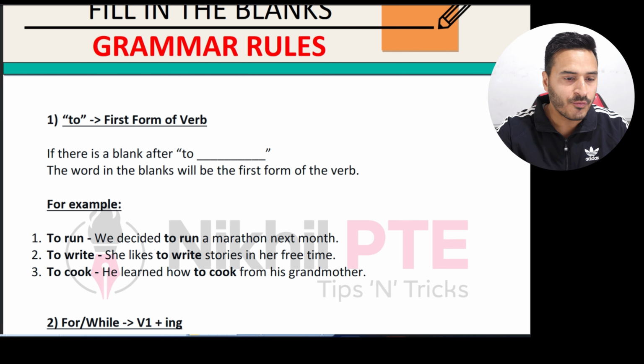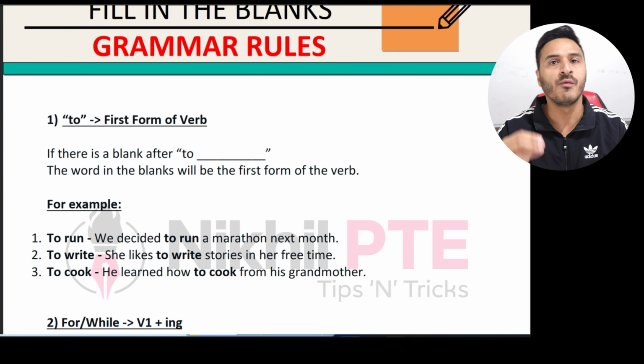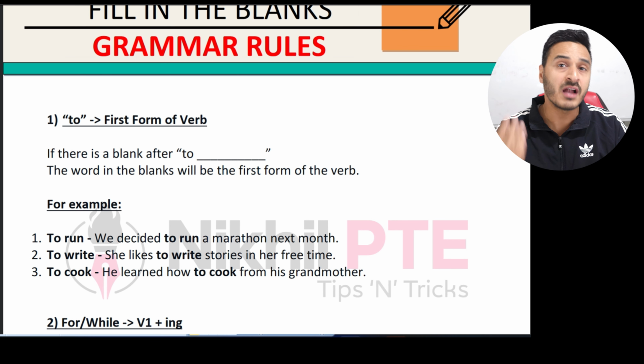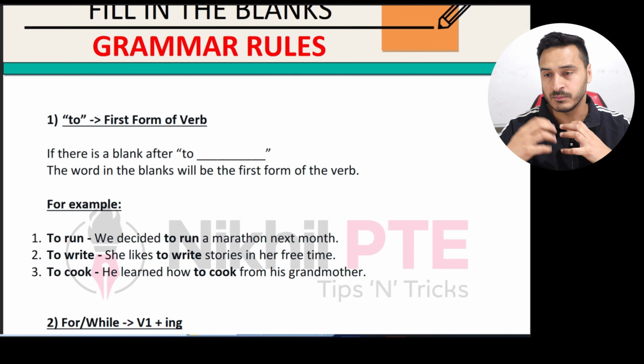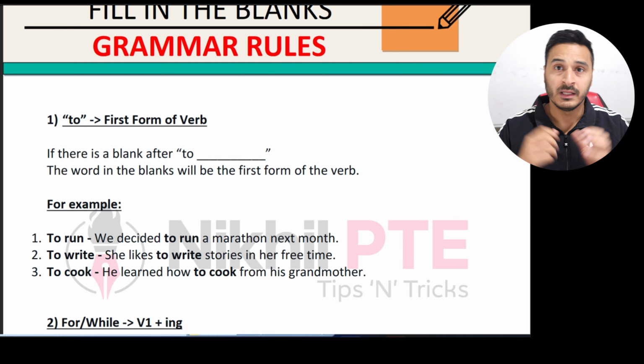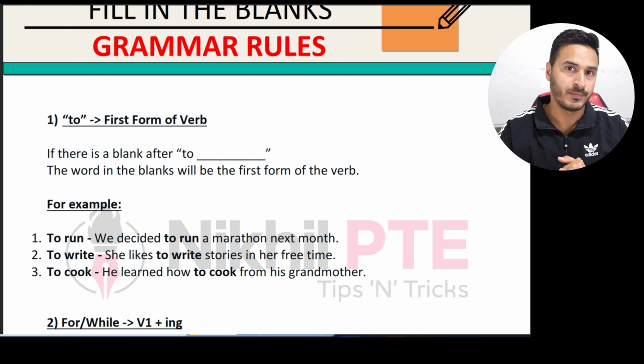So guys, here is our first rule. After "to", the first form of the verb will come. If there is a blank after "to", then the first form of the verb will come. That is the reason some of your friends are solving PTE reading fill in the blanks in less time: they know the grammar rules. The main thing is how to apply them in the real exam, right?